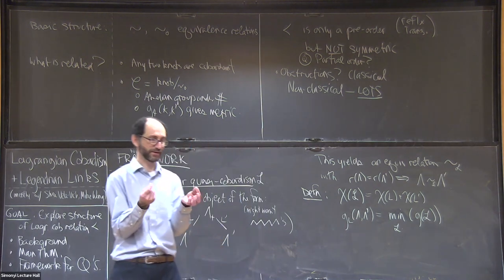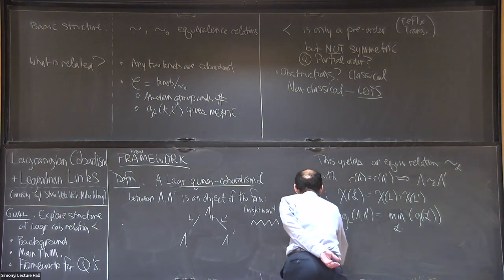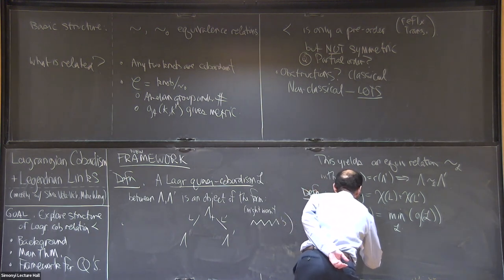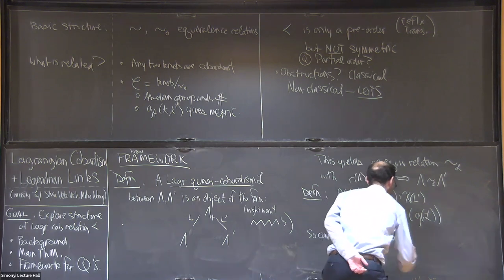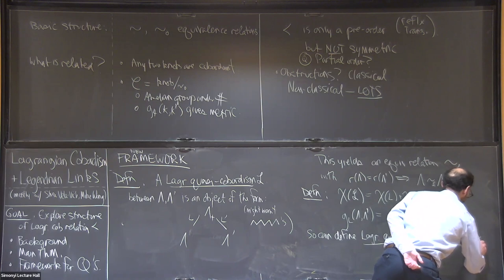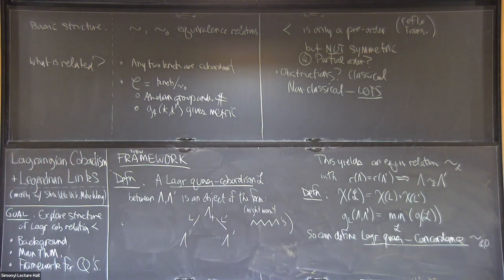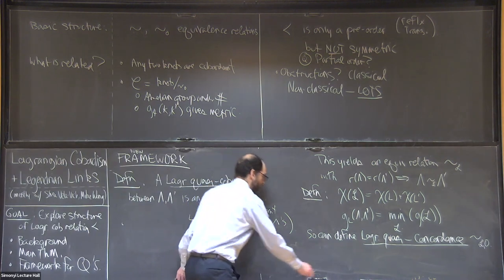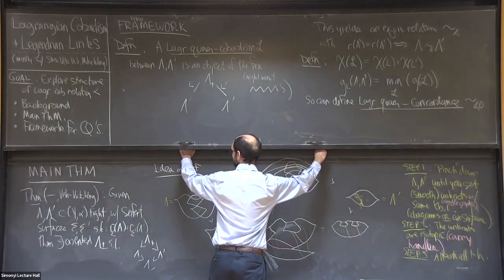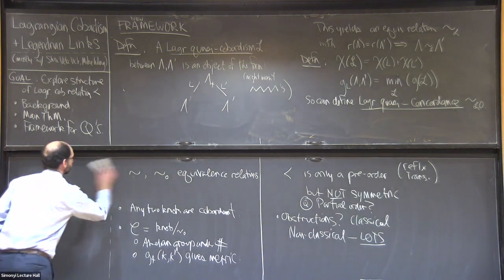Okay, and so now we have a notion of genus. We can see when that genus is zero, and so we can define Lagrangian quasi-concordance. Maybe I'll write it as squiggle L0 just to say two things are Lagrangian quasi-concordant. Two Legendrians are Lagrangian quasi-concordant if there is a genus zero Lagrangian quasi-cobordism between them. And now we're at the point where we can do things that are a bit more interesting.